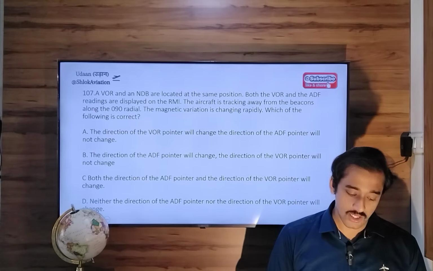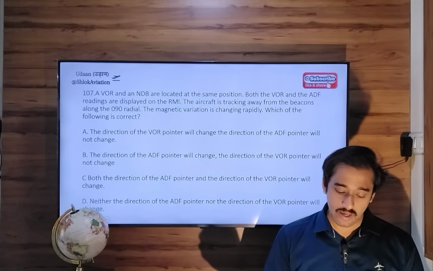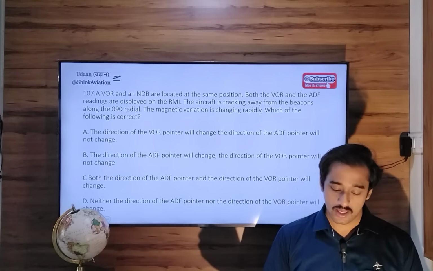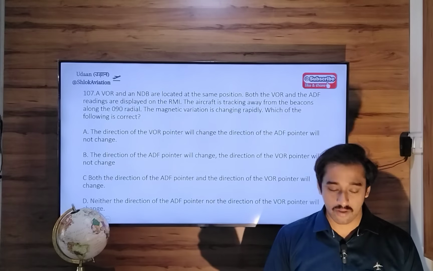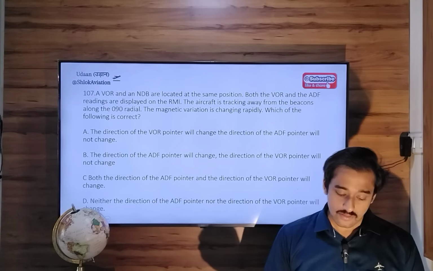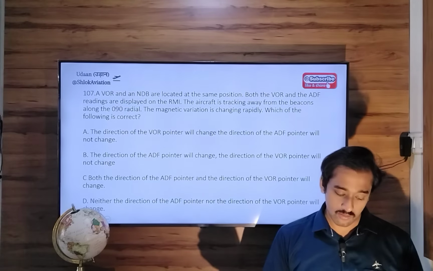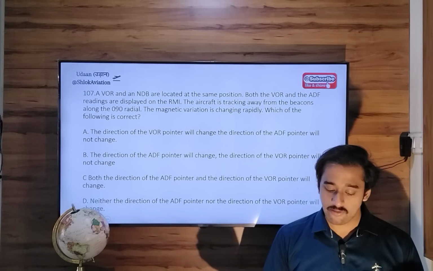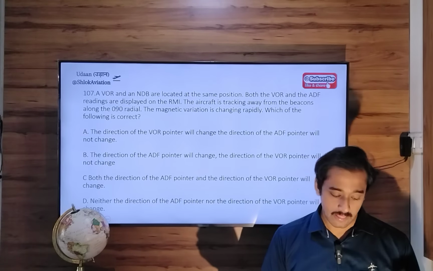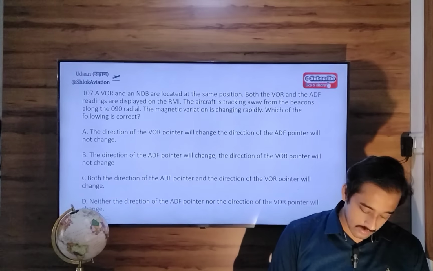Question 107. A VOR and NDB are located at the same position. Both VOR and ADF readings are displayed on the RMI. The aircraft is tracking away from the beacons along the radial 090. The magnetic variation is changing rapidly. Which of the following is correct?